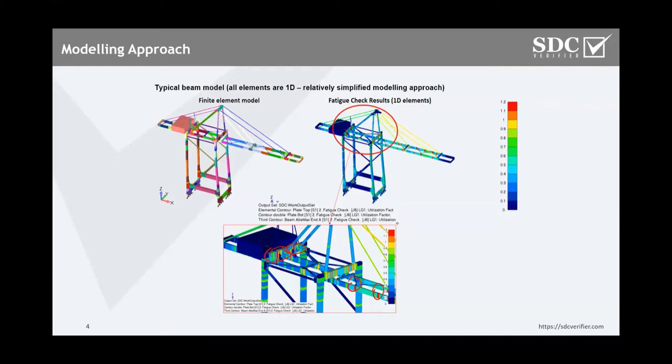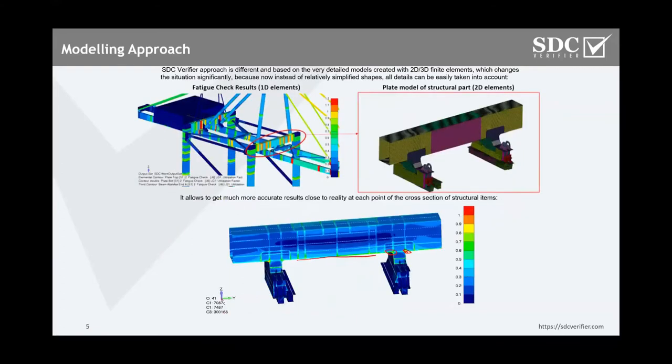You receive some strange utilization factor numbers or usage factor or whatever coefficients, which just highlight to you the peak zones in your model, which are very rough and not indicating the clear location of the problem and also not indicating the solution for it. So with SDC Verifier, both as a software and as a consultancy, we are the evangelists of a different approach, which is to build very detailed models with shell or even solid elements in the locations that are subjected to have some potential pain points.